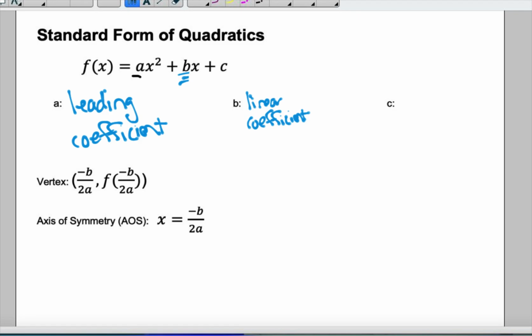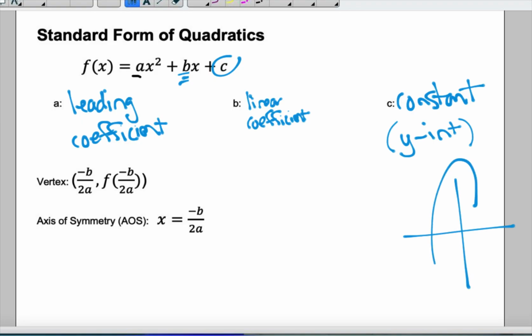And then the last thing is called c. That's going to be our constant, which, in terms of a graph, is actually our y-intercept. Because if you think about a graph, a y-intercept has a value of 0 for x. So if you plugged in 0 for x, c would be the only thing left. So it is our constant, but it's also our y-intercept.